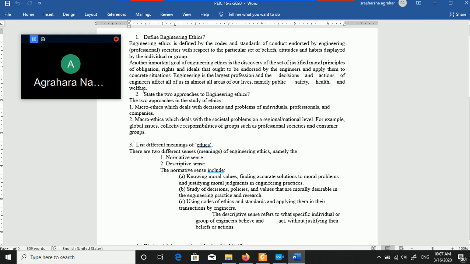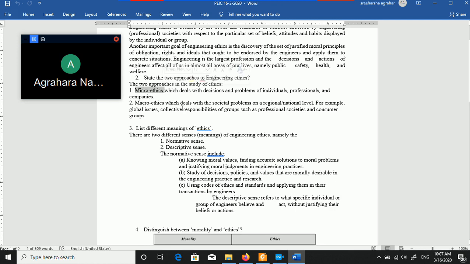Now let us go to the second one: state two approaches of engineering ethics. There are two major approaches to engineering ethics. The first one is microethics. Micro means very small, minute. This deals with the decisions and problems of individuals, professionals, and companies: a small company, any individual, an engineer working on a project, or a professional working individually. Their problems and ethical issues are studied. They understand ethics in one particular way, so that approach we can call microethics.